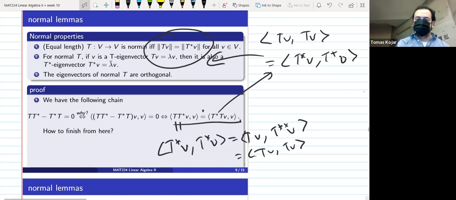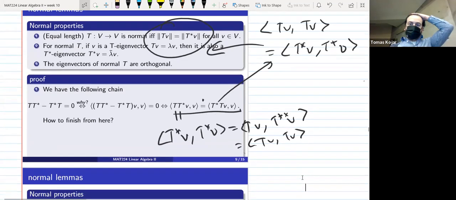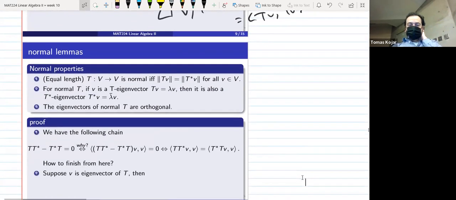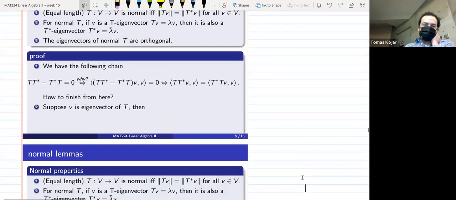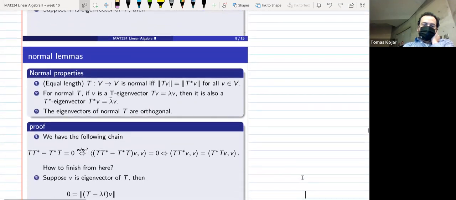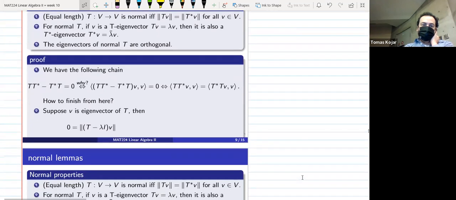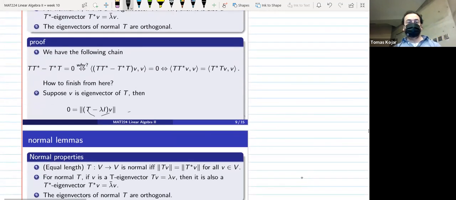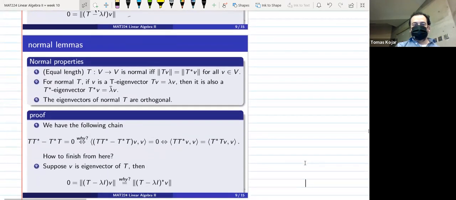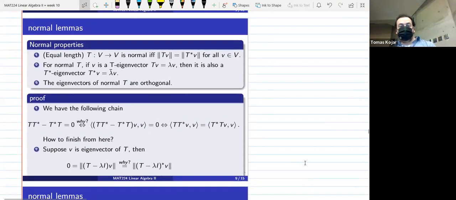Okay. So yeah, now let's do the other guy. So this is an eigenvector of T. So then by definition, this is 0. Okay. So this is the 0 element. So it's norm 0. And then you have this equality from what we just proved.